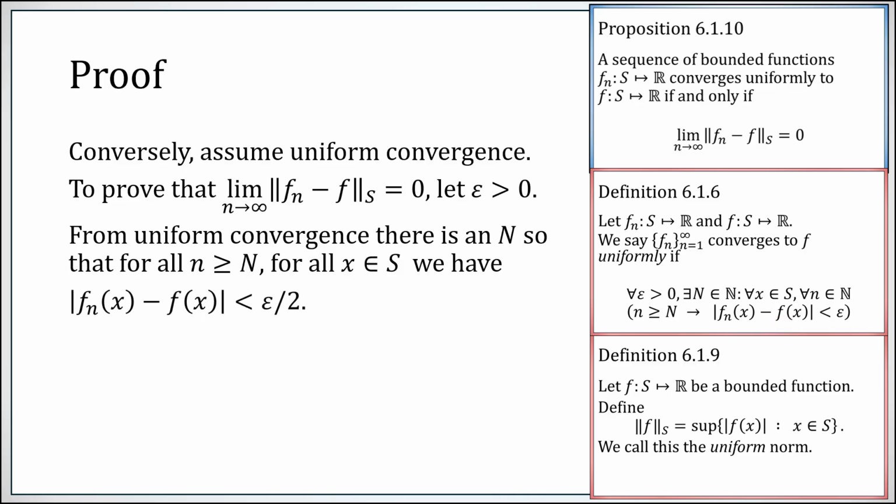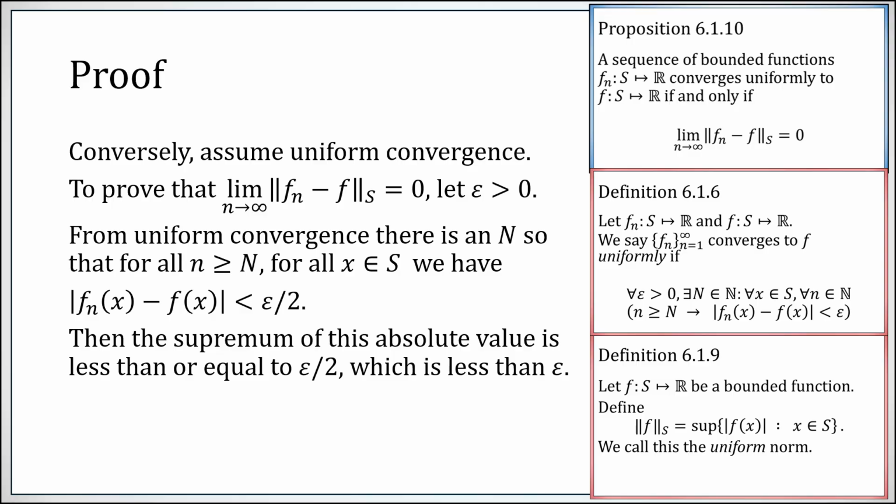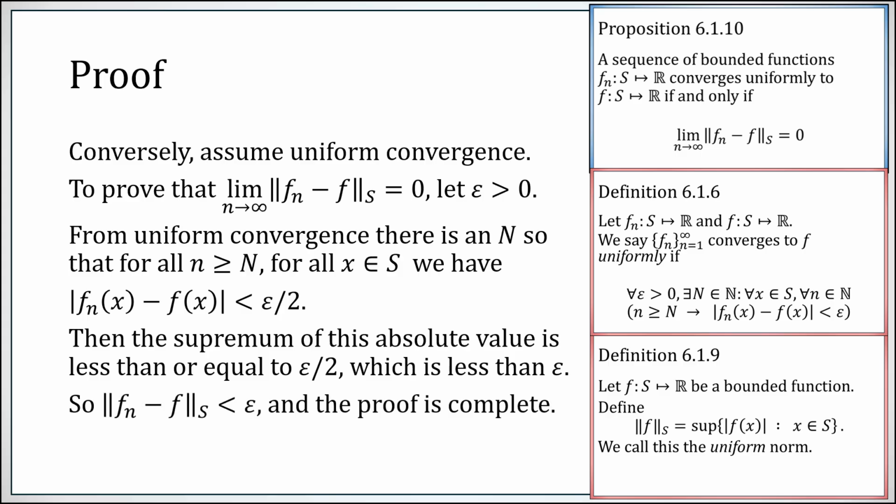This is going to be a minor convenience. If the absolute value of fn of x minus f of x is always less than epsilon over 2, we can take a supremum over all x's and get less than or equal to epsilon over 2, which is less than epsilon. If the supremum of this absolute value is less than epsilon, then the sup norm is less than epsilon, and the proof is complete.